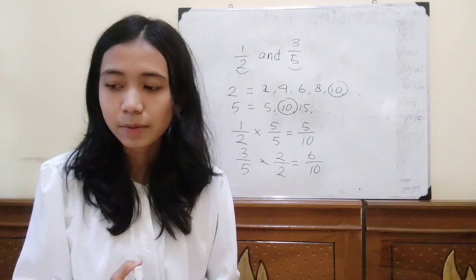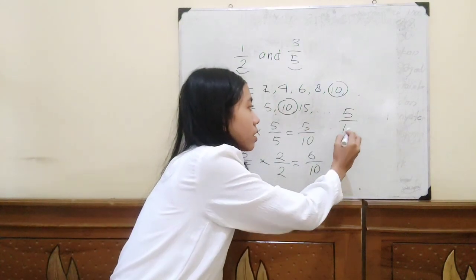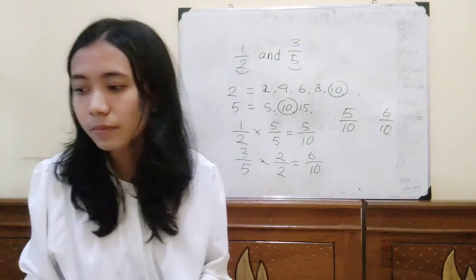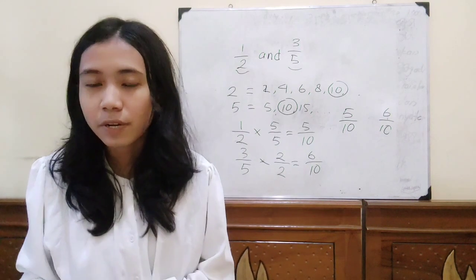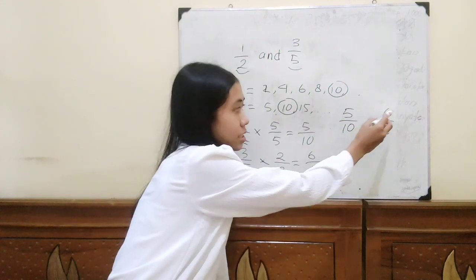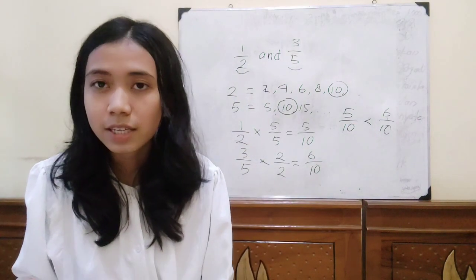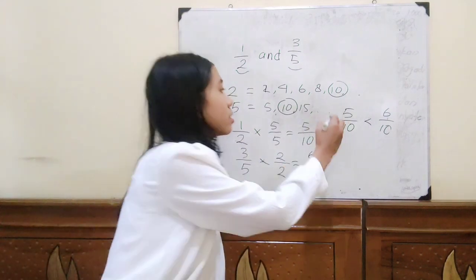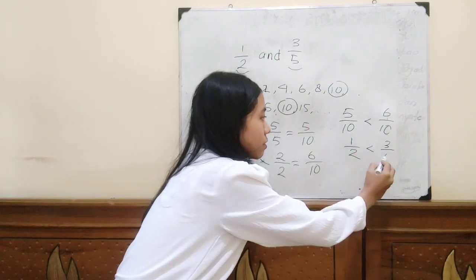The third step is to compare the fractions. 5 over 10 and 6 over 10. Since the denominators are the same, we will compare the numerators. We can see that 5 is less than 6. So we get 5 over 10 is less than 6 over 10. Therefore, a half is less than 3 over 5.